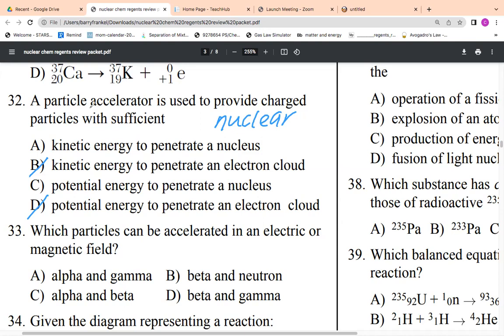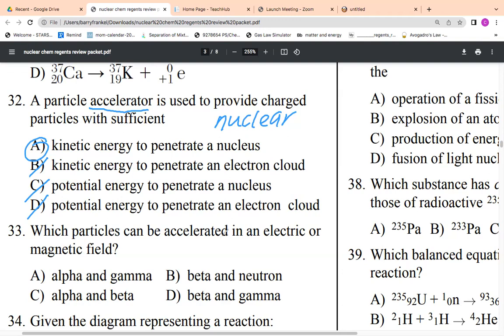And if we want to accelerate something, that means we want to get it moving, and we want to get it moving fast. So the energy that is associated with movement is kinetic energy, not potential. So that should be choice A.